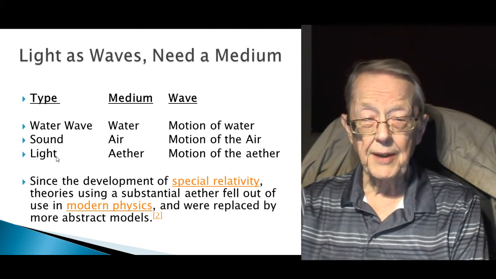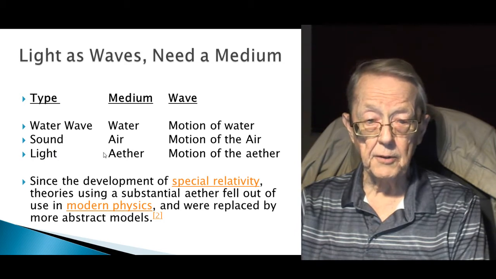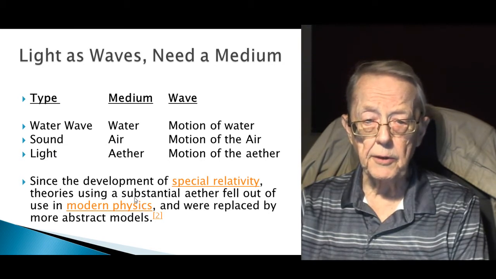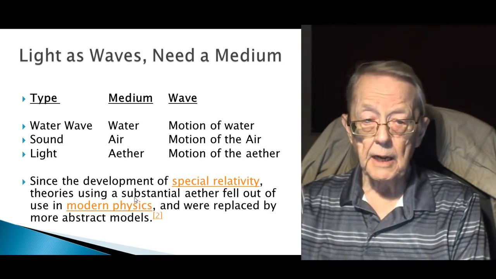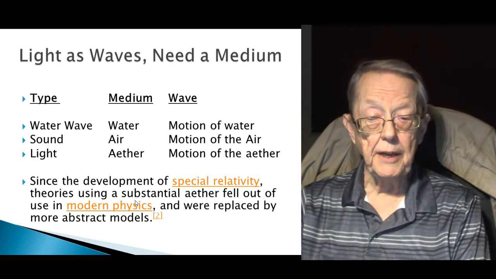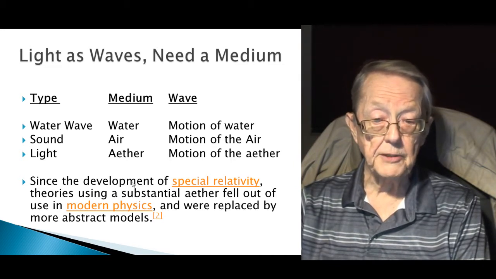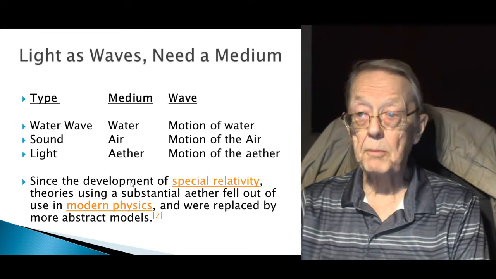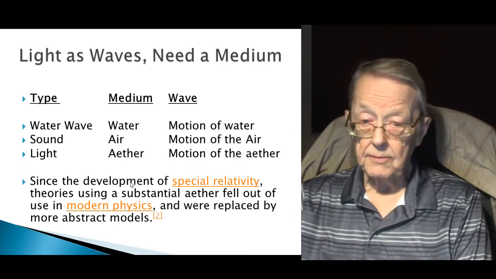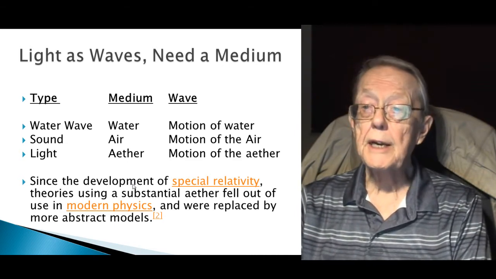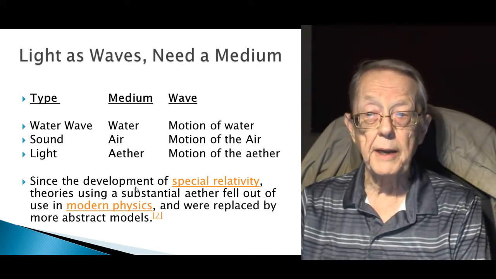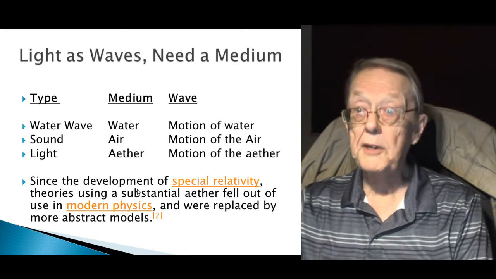Light, well, they don't say too much about light as an ether. People do talk about it, but when you look up ether on the internet, it says that since the development of special relativity, theories using a substantial ether fell out of use in modern physics and were replaced by more abstract models. Oh, well, what's that? What's an abstract model? Don't know. There's no explanation of what the ether is. What's this medium that's required to make it act like a wave? But it does. Don't worry about it.